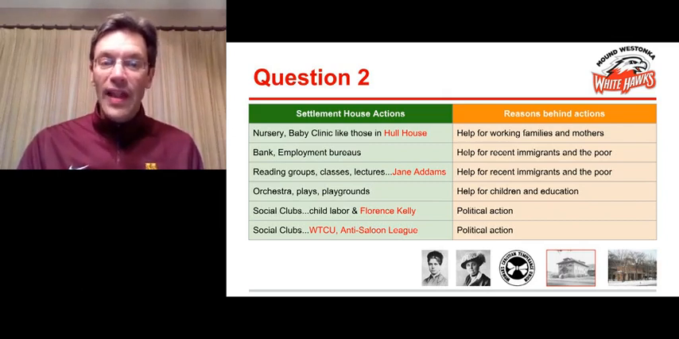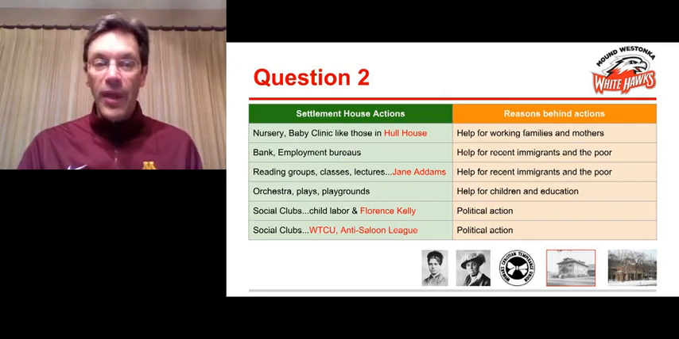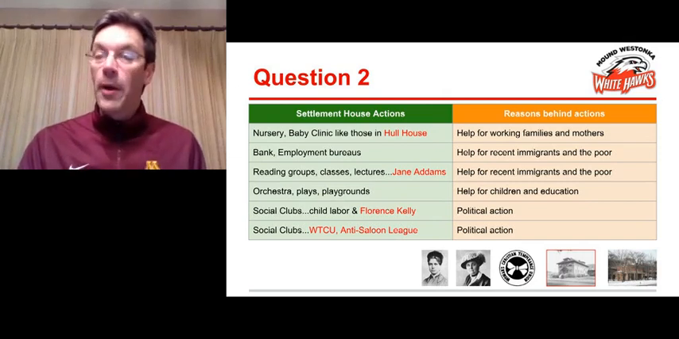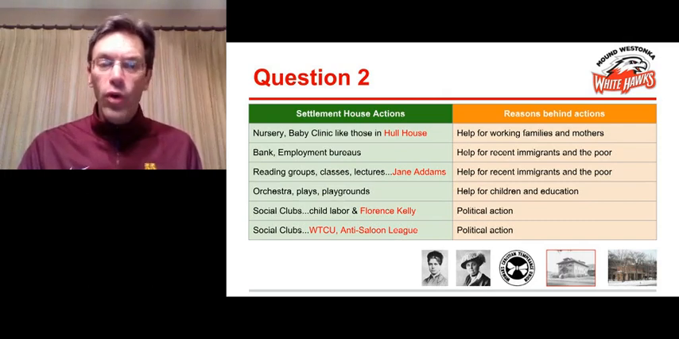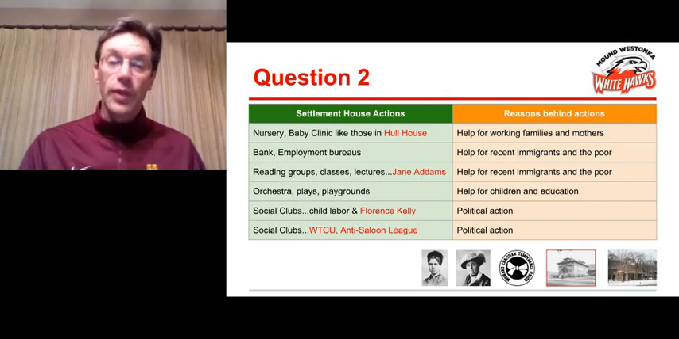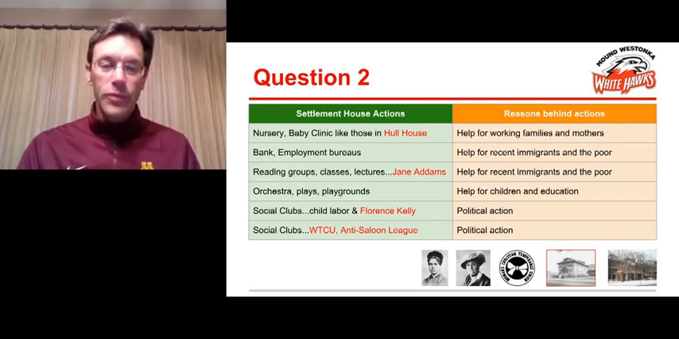Reading groups and classes and lectures. And you would find these in places like the Hull House, run by Jane Addams. Help for recent immigrants and the poor, to help Americanize them. Orchestras, plays, and playgrounds, with help for children and education for immigrant children and children living in poverty who might not otherwise get access to those things.